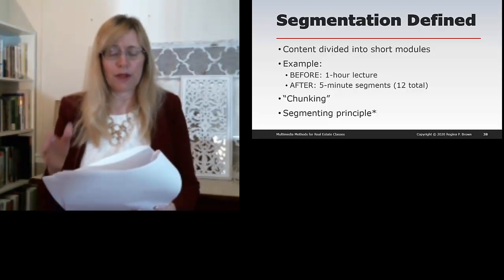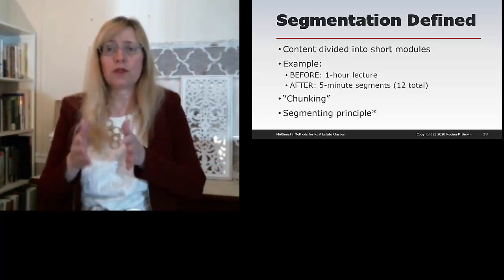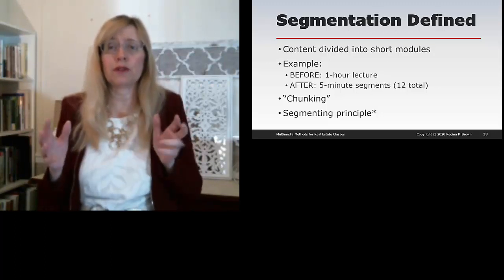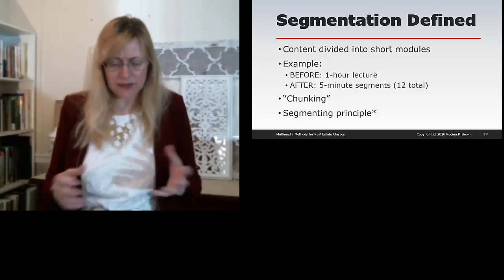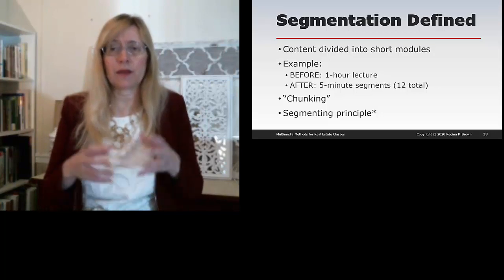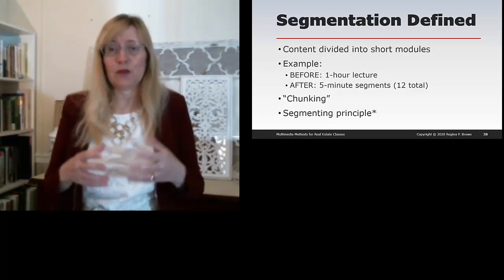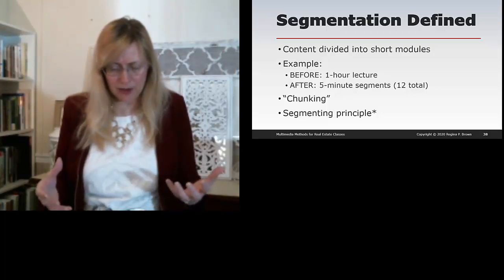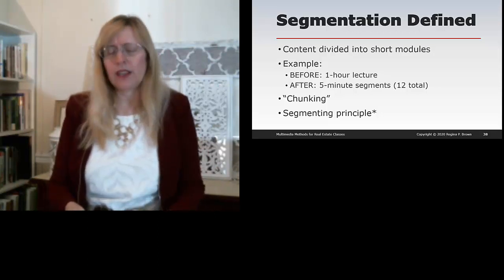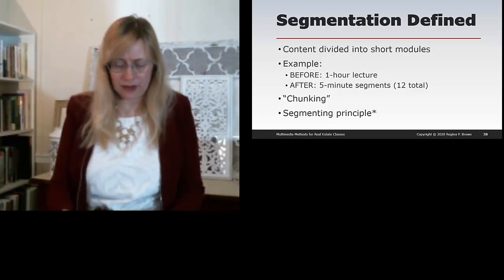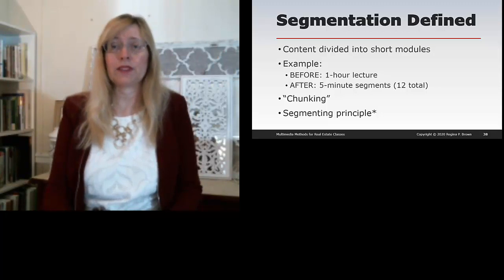The process of grouping information together into short digestible chunks is also known as chunking. Segmentation follows the segmenting and pre-training principles, which are manage complexity by breaking the lesson into parts. That's from Clark and Mayer, 2016. Here's an example.